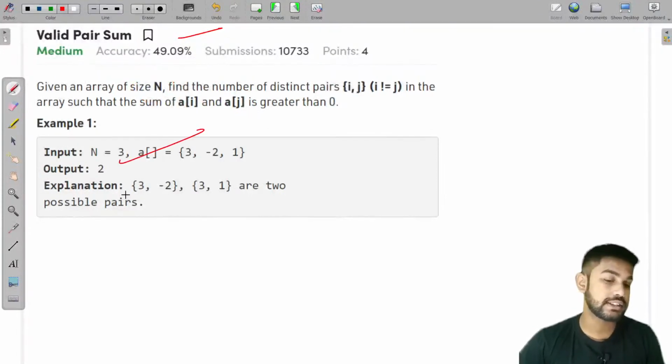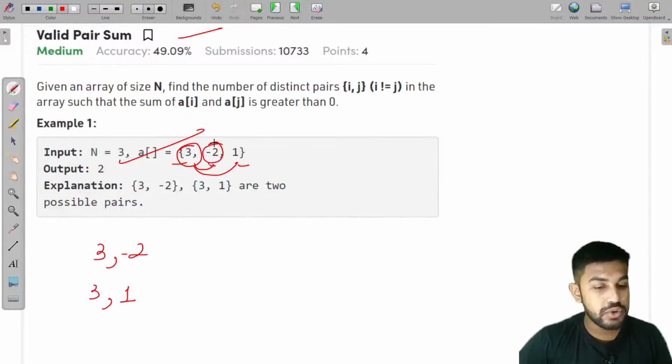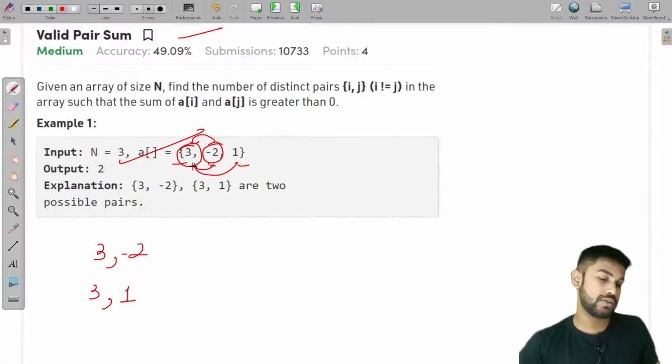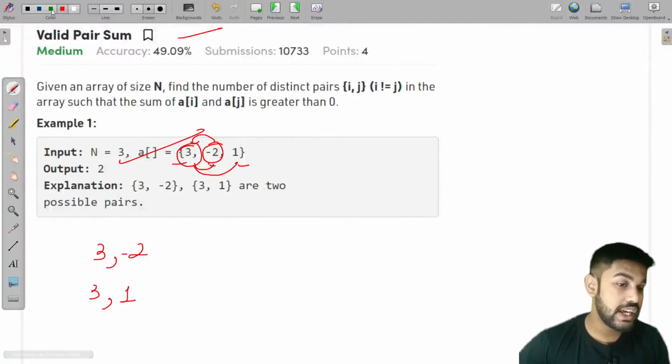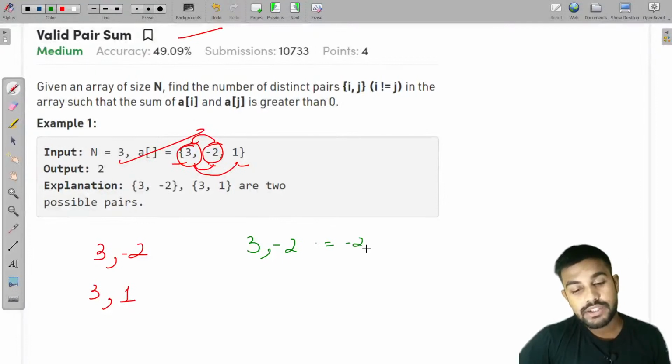Let us start solving the test cases now. So we are given the test case as 3, -2 and 1. Let's try to match these 3. So 3 will match with -2, so 3 and -2. And then again 3 with 1, so this would also be there. Then -2 with 3 is there, but we have already counted that -2 and 3. So what I want to say is 3 comma -2 is treated the same as -2 comma 3.